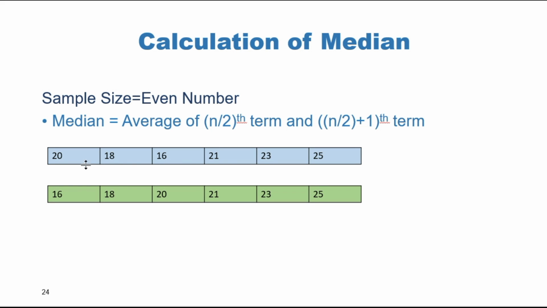Like here, again in blue box, we have a raw data and we arrange it in ascending order in a green box. And now you can see that there is no single middle term. We have 20 and 21, that means third and fourth term, 2 terms as a middle term for this data. So we have to take average of these 2 terms. So 20.5 will be the median for this data set. The formula for median in case of even number of observations is average of n by 2th term and n by 2 plus 1th term.